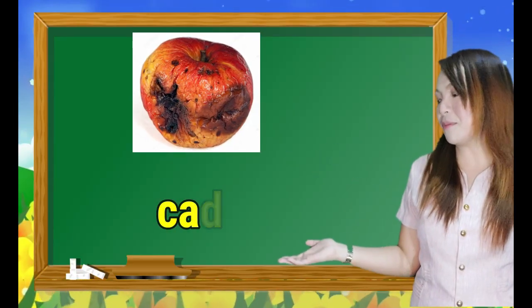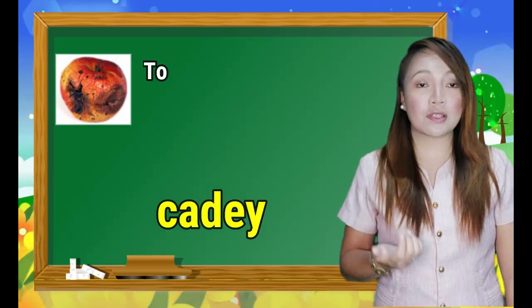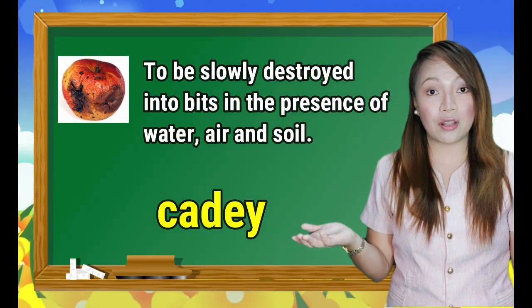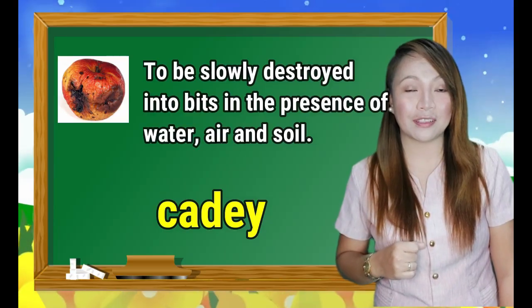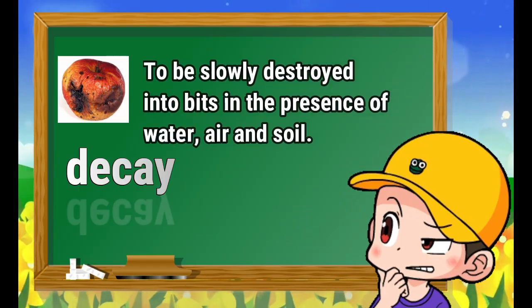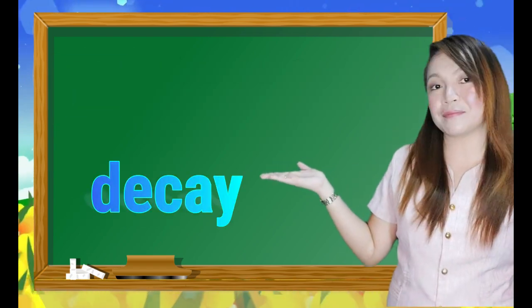And how about this picture? And these are the jumbled letters. The meaning of this is to be slowly destroyed into bits in the presence of water, air, and soil. What could be this word? Great! This word is decay.